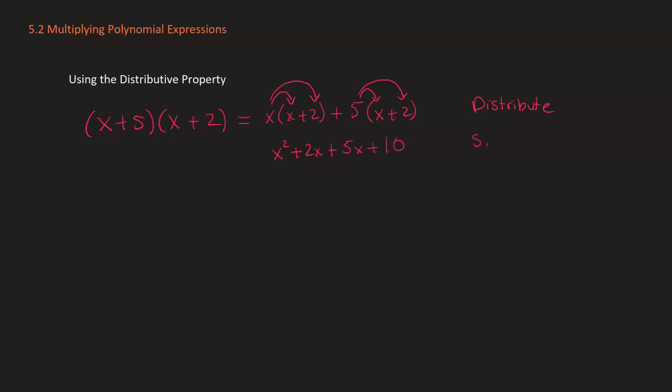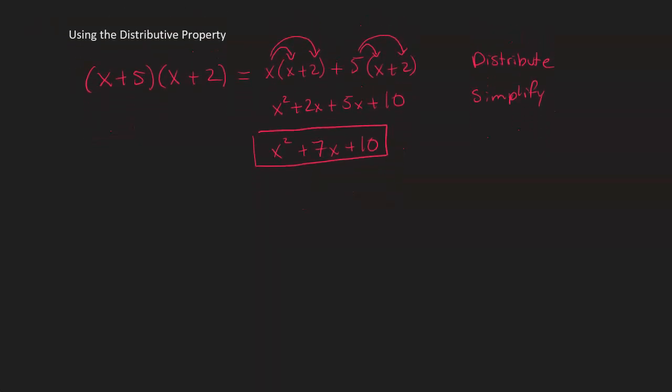From here, I just want to simplify. Looks like the only like terms I can combine are the 2x and the 5x. So I'm going to bring down the x squared, and I know 2x plus 5x is just 7x because we add the coefficients. 2 plus 5 is 7. And nothing happens with the 10, and that would be our final solution.